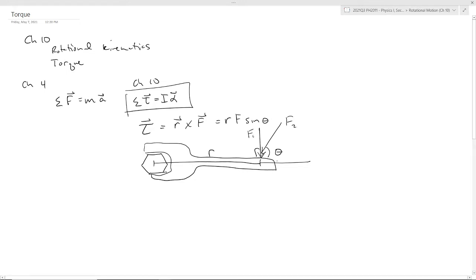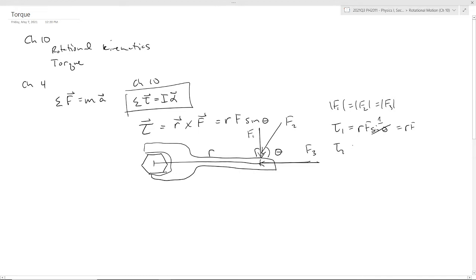So let me label these. And you can imagine making this angle smaller. Maybe you push directly on the end of the wrench. Let's call this F3. Torque 1 is going to be the largest because that would be R F sine theta when sine theta goes to 1. Let's assume that the magnitudes of these forces, F1 to F3, are all the same.